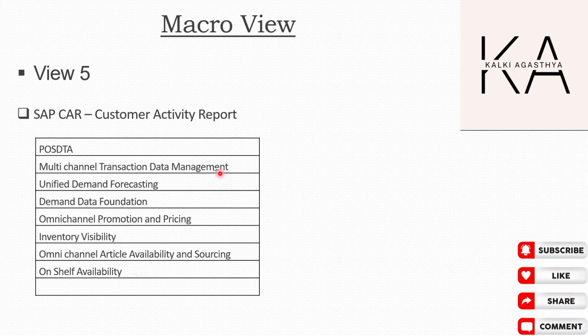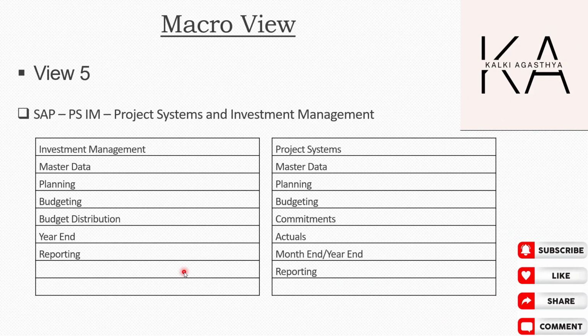So these are the important functionalities or components or submodules of CAR which can be utilized in the retail business environment to improve and develop our retail business, right? So that was all about SAP CAR. In the next session, let's start understanding about the project systems and investment management, right?